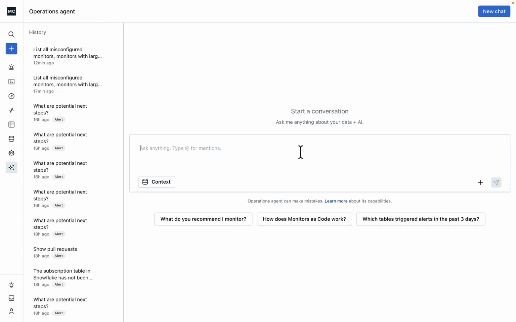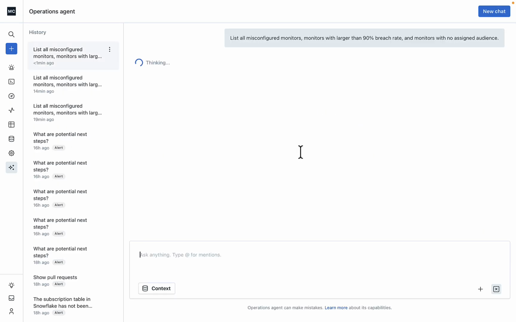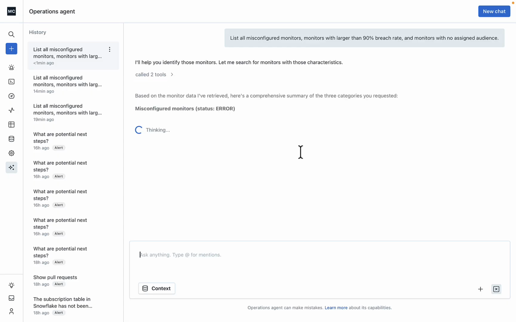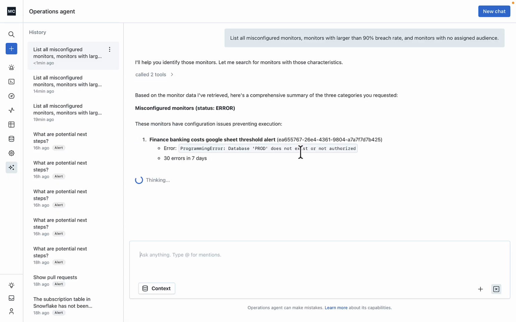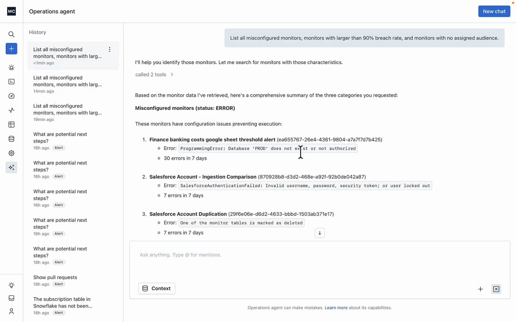Let's dive into the operations agent, which accelerates a large number of incident management and detection-based workflows. In this case, we're going to look at a triage workflow that would be common to a governance team or a data operations team. Alert fatigue can be a real problem for teams, in which case they're getting monitors that are misconfigured, have a high breach rate because they have too tight of a threshold, or maybe there's no assigned audience. So either teams are getting notified too much or not at all.